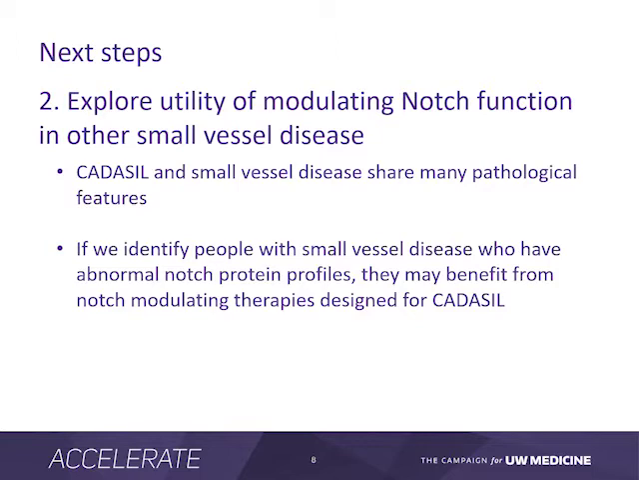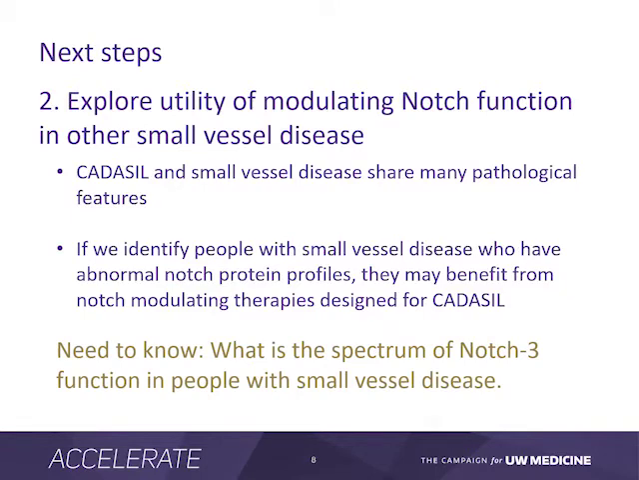And for that, because they share so many features, we need to identify people with small vessel disease who have abnormal Notch protein profiles, and then they might be the right ones that you give the Notch medicine to. So this is sort of like a move towards precision medicine. Can you take someone in the clinic that has a stroke, take a little example of their skin, and then assay their sample and find out if they act like they would respond well to Notch3 boosting?